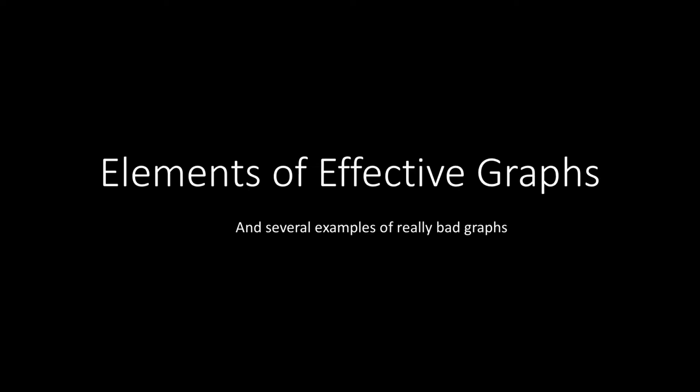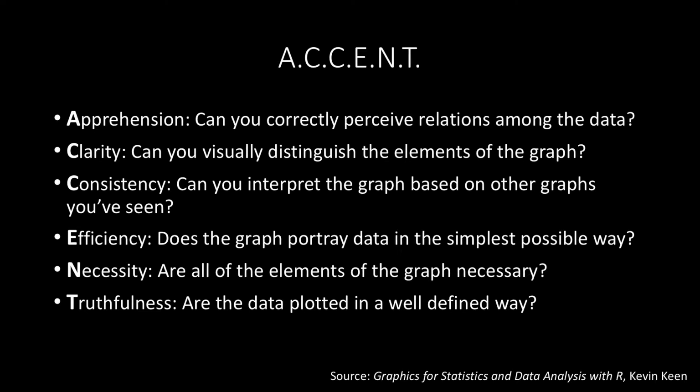Okay, this is part two of bad graphs. We're going to talk about line graphs and scatter plots this time. So from part one, you probably remember this acronym. If you're going to make a good graph, make sure that all 6 of these bullets are satisfied. And I'm going to show you several line and scatter plots that really do not satisfy many of these.